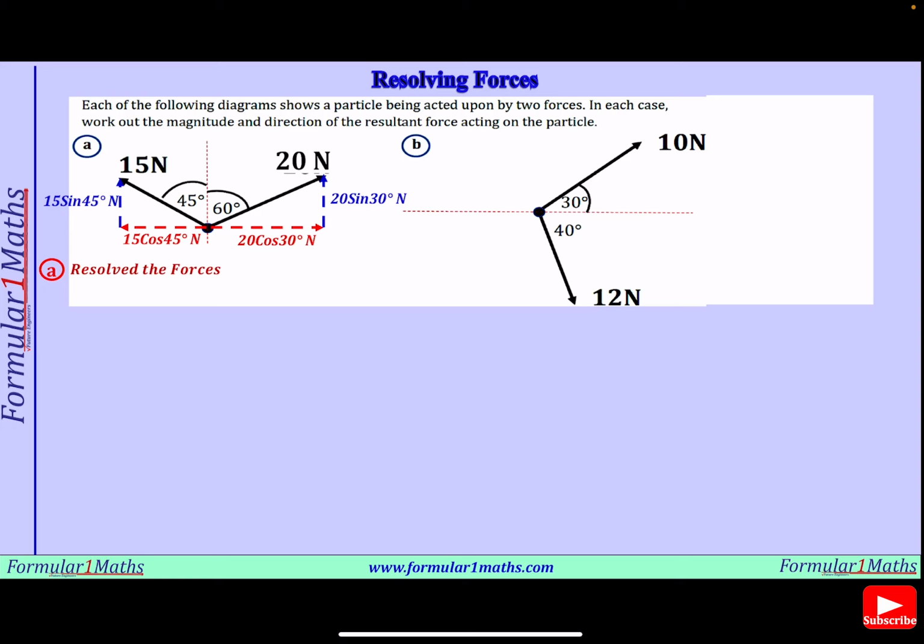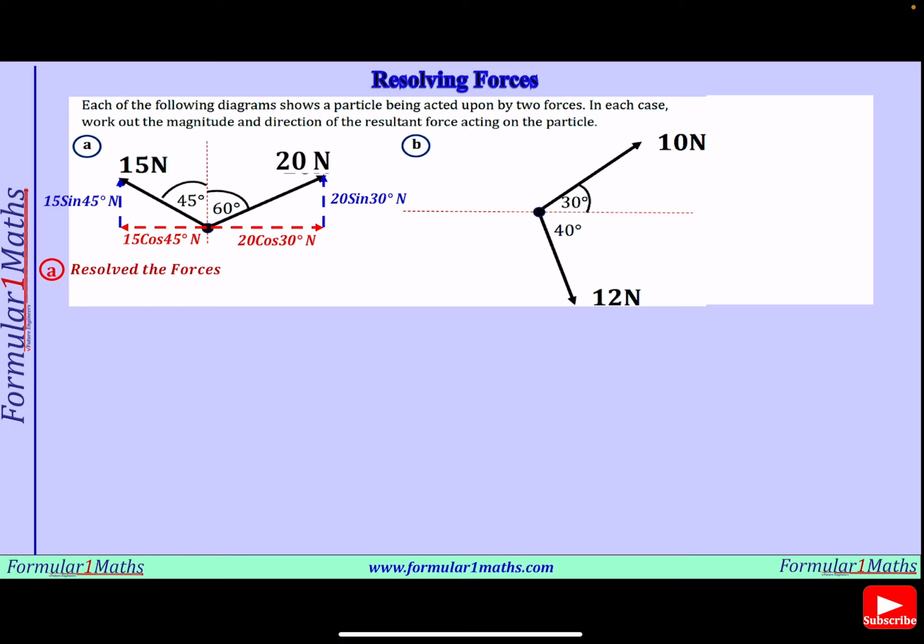We are looking for the resultant force. To get the resultant force, we need two components. We need the horizontal component of the resultant force and the vertical component of the resultant force. To get the horizontal component of the resultant force, we need to add the horizontal components of the resolved forces. And knowing that forces are vector quantities, you need to take into consideration the direction of the forces.